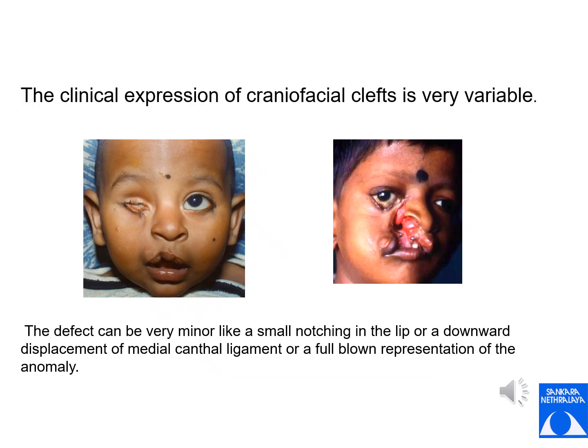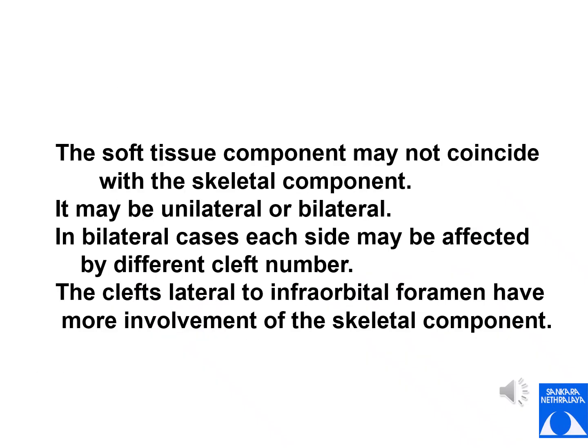The clinical expression of craniofacial clefts is very variable. The defect can be very minor, like a small notching in the lip, or a downward displacement of the medial canthal ligament, or a full-blown representation of the cleft. The soft tissue component may not coincide with the skeletal component. It may be unilateral or bilateral. In bilateral cases, each side may be affected by a different cleft number. The clefts lateral to the infraorbital foramen have more involvement of the skeletal component.